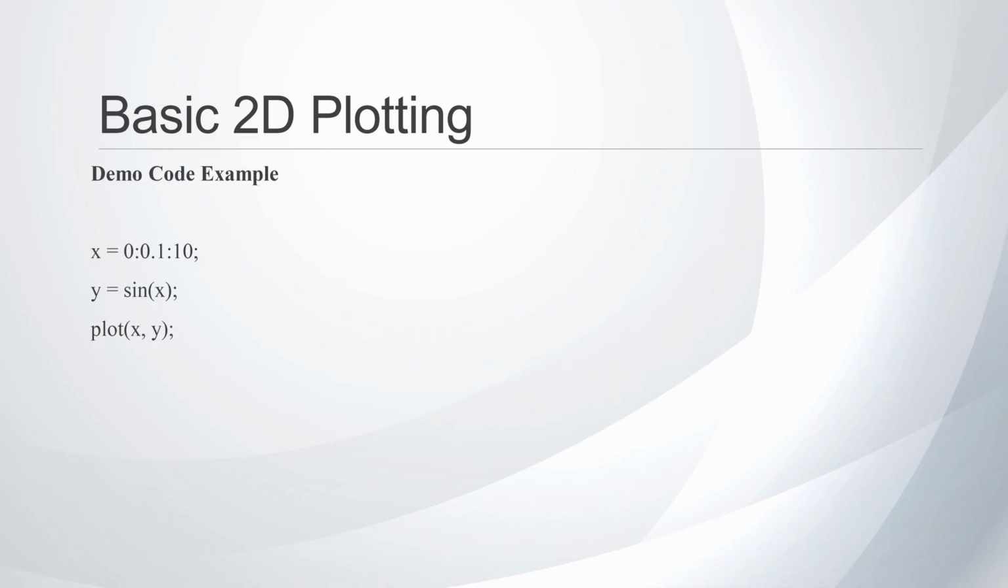Here is a simple example of creating a 2D plot in Scilab. In this code, we first define x as a range of values from 0 to 10, incrementing by 0.1. Then we calculate y as the sine of x. Finally, we use the plot xy command to plot the sine wave. This demonstrates how easy it is to visualize mathematical functions in Scilab using just a few lines of code.